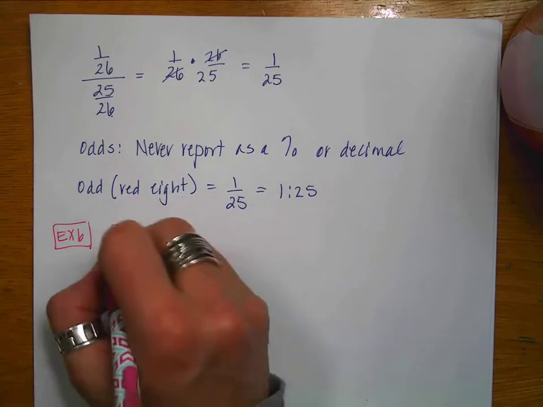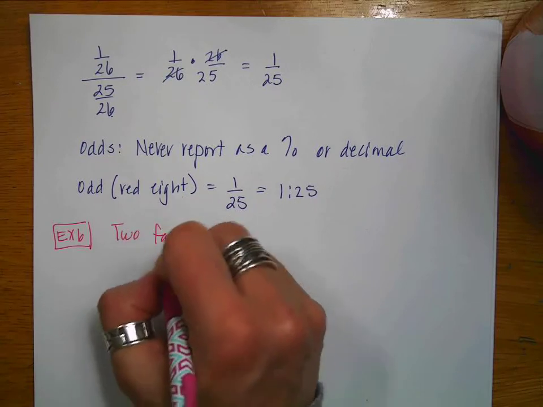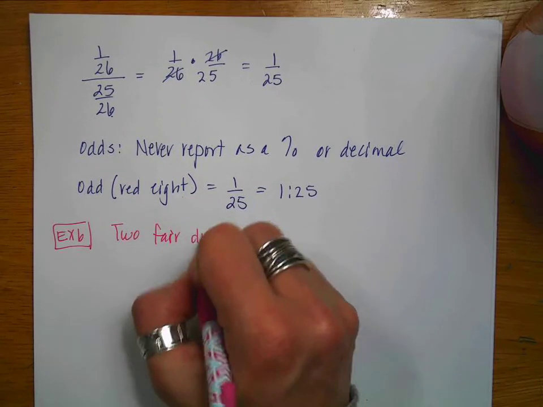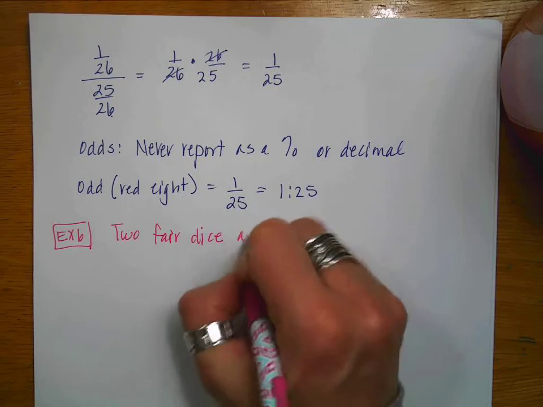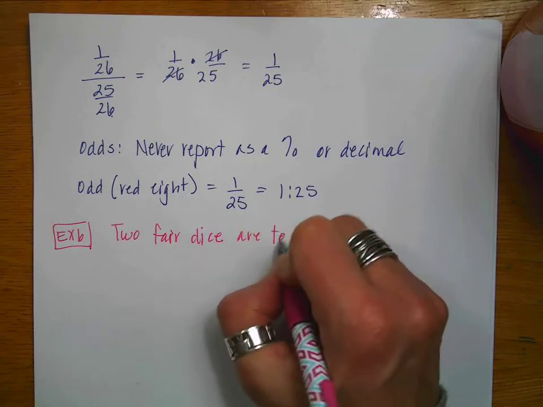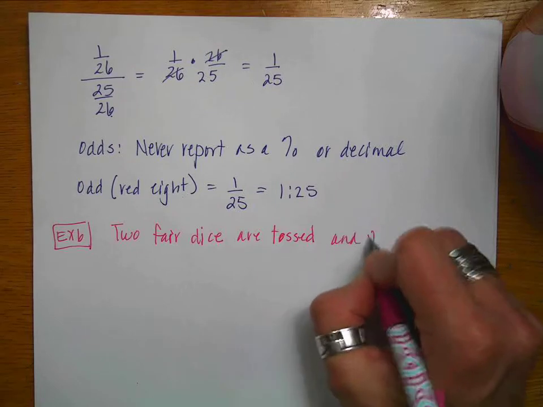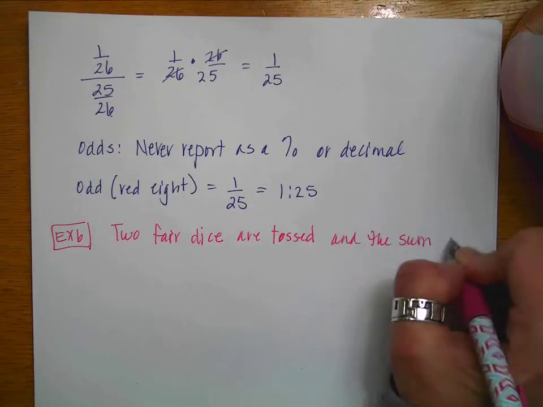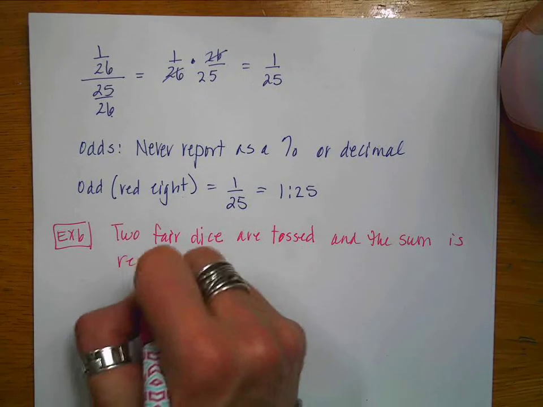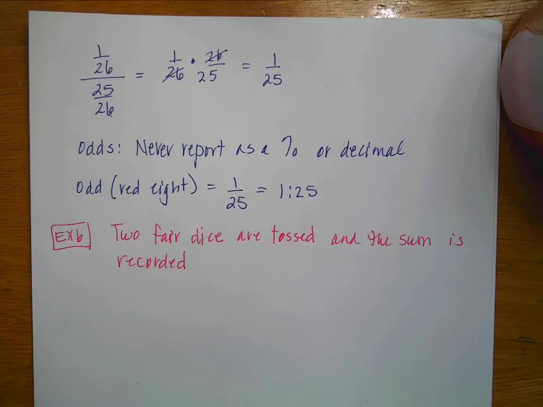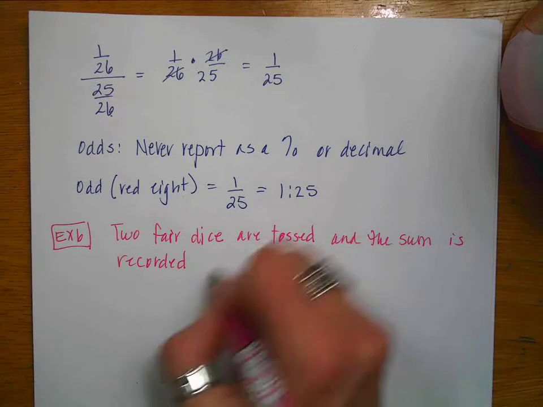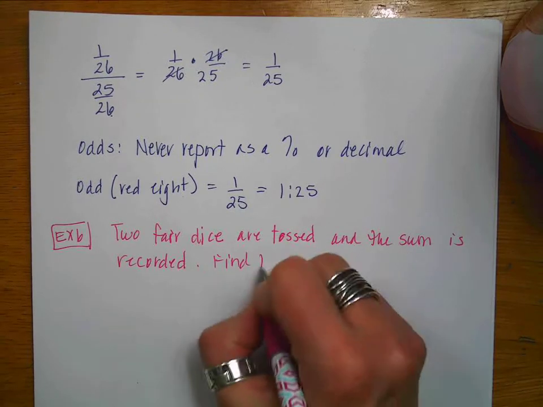Okay. Our next example, example number 6, says 2 fair die are tossed. Sorry, I really struggle to remember which one's plural and which one's singular. And the sum is recorded. So like our dice chart, okay? And if I have that handy, I might bring that back. Oh, there it is.